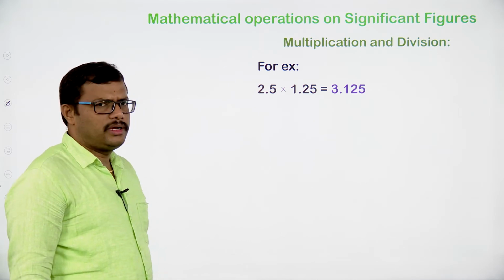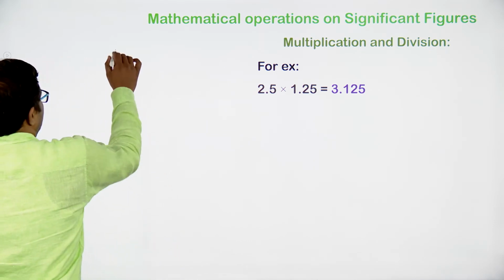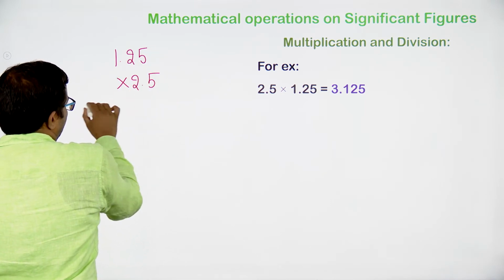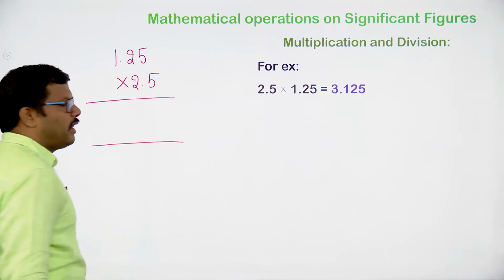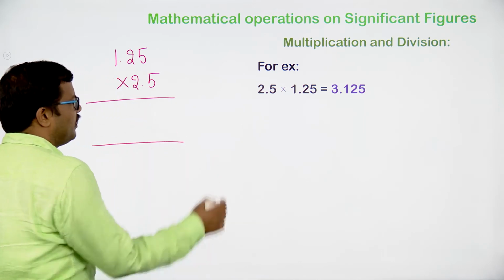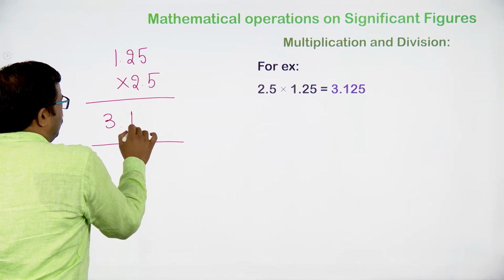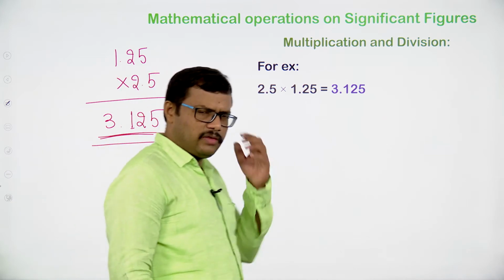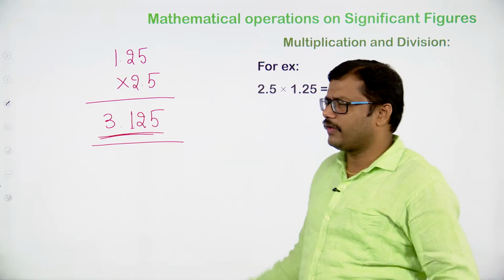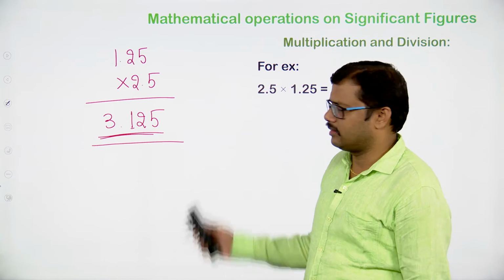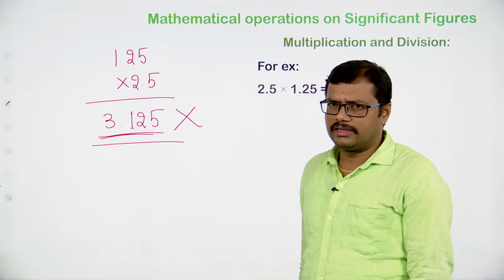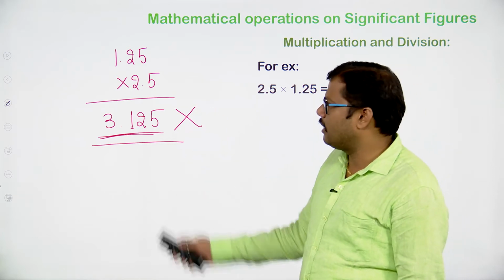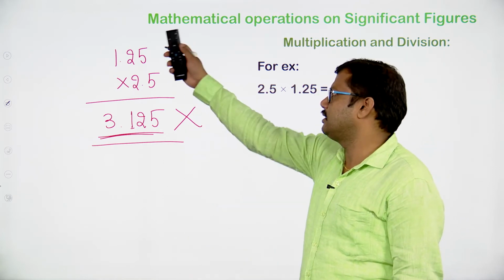2.5 into 1.25. We are multiplying 1.25 with 2.5. When we multiply 1.25 with 2.5, the result comes out to be 3.125. Can we directly give the result as 3.125 in this case? No, it is not correct. This is not the correct way of giving the result. Actually, the number that we are going to get is 3.125, there is no doubt. But we should always look at the significant figures present in the two numbers.